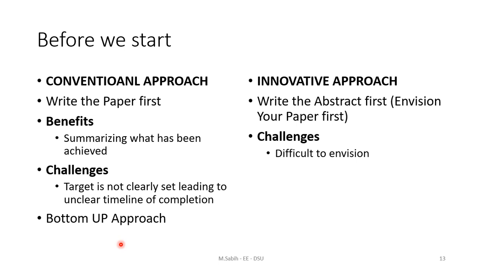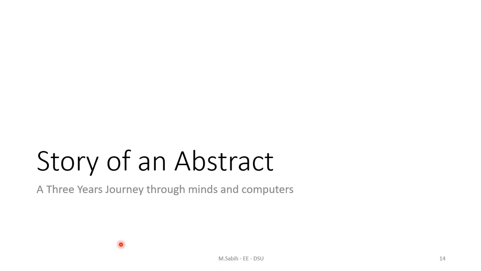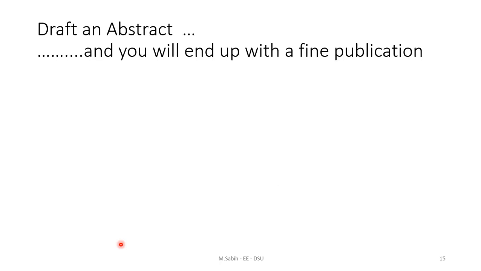Challenges: it is difficult to envision, of course, you need some experience. And the benefits are a clear target to follow, and it's a top-down approach. I prefer this one. Now let's have a story of an abstract. This abstract took up around 3 years, generally through the minds and computers of different people. Draft an abstract, and I encourage you to do so, and you will end up with a very fine publication.